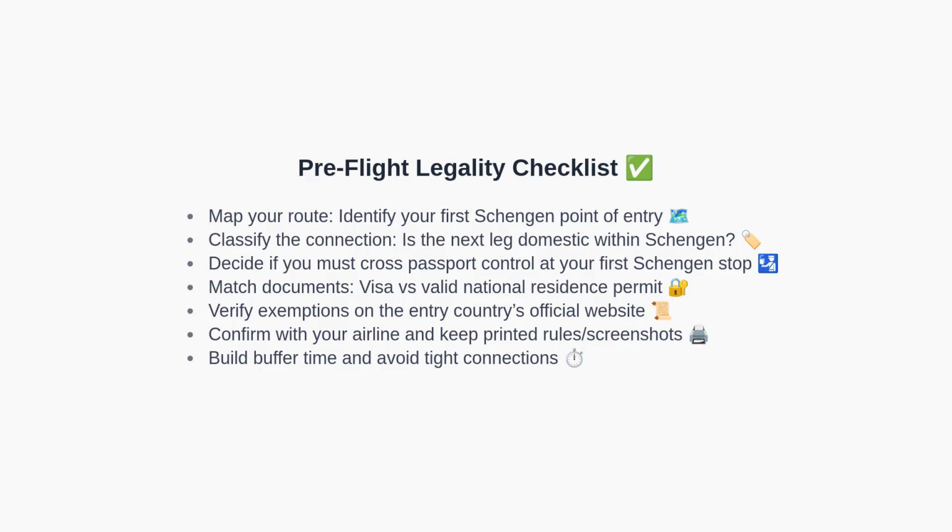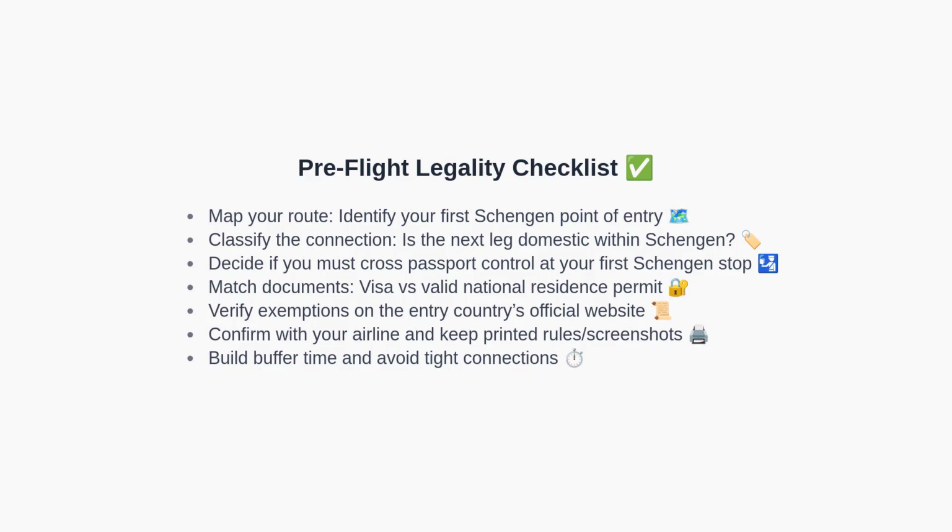Second, classify the connection and determine whether your next leg is domestic within the Schengen area. Third, decide whether you must cross passport control at that first Schengen stop. Fourth, match your documents accordingly, distinguishing between a Schengen visa and a valid national residence permit that may offer an exemption.